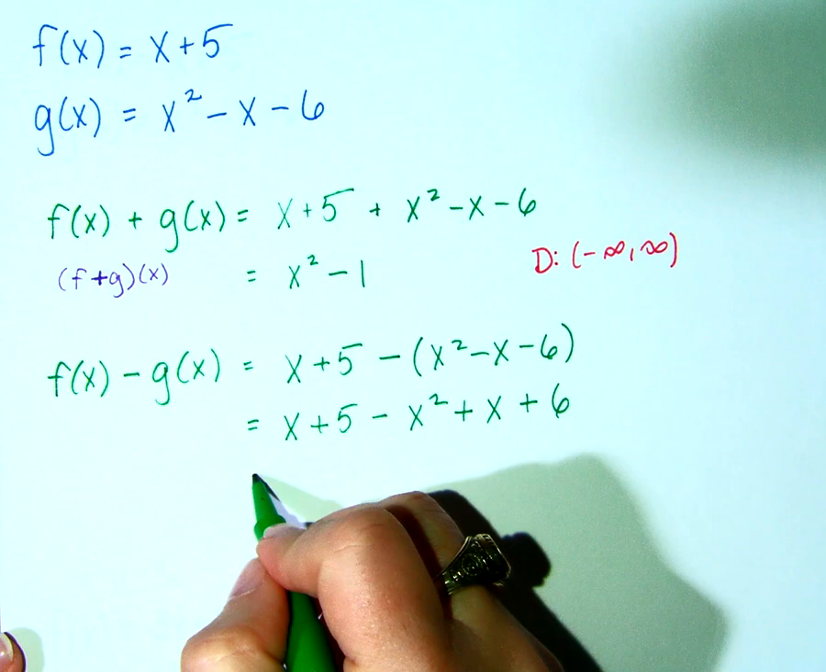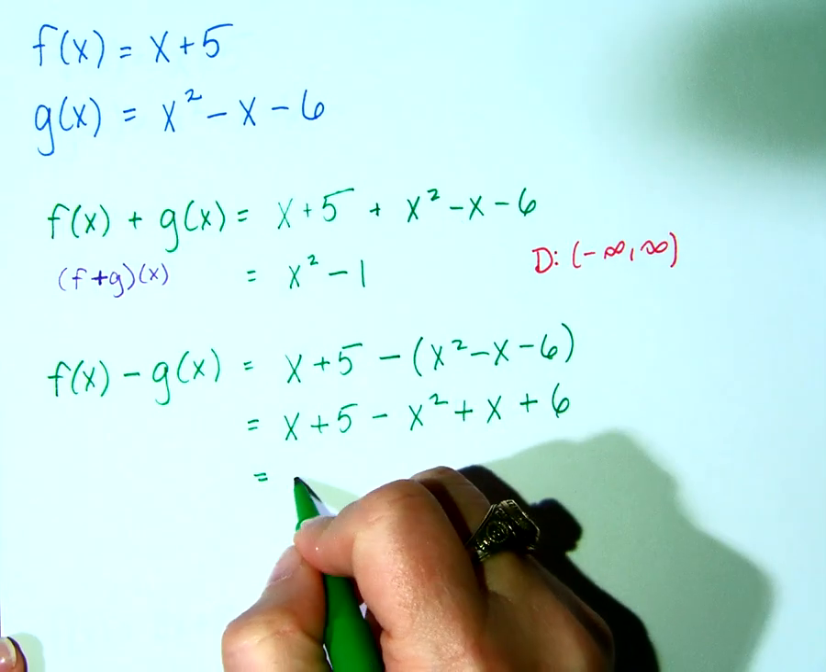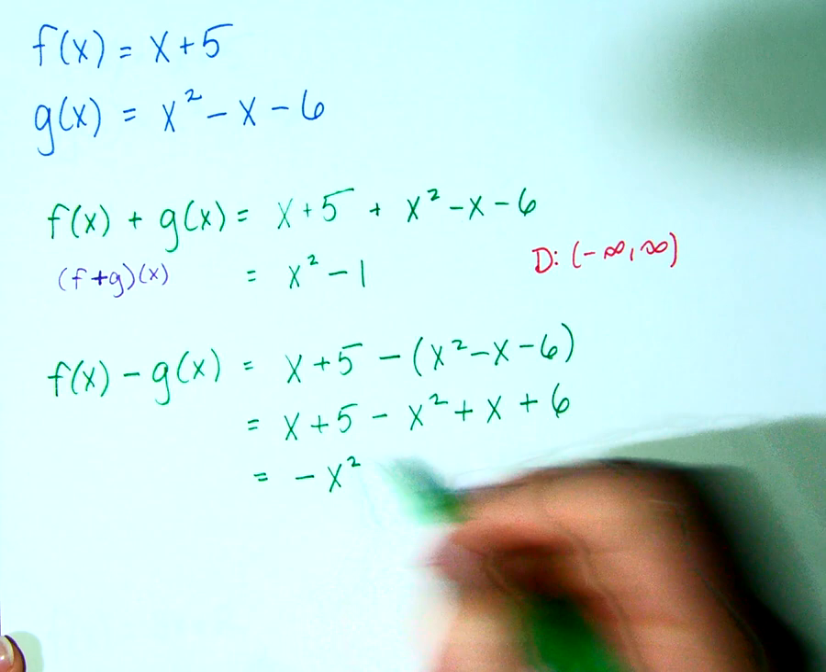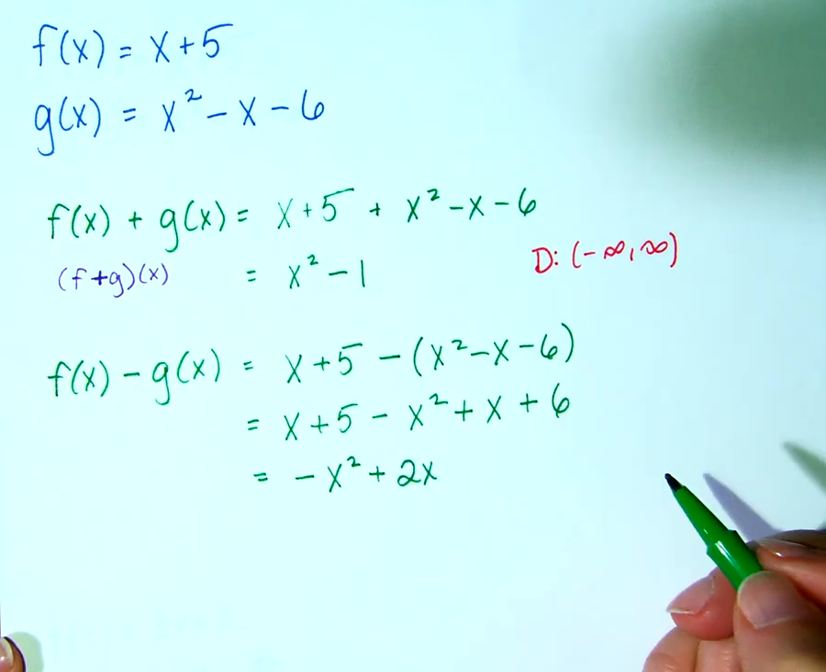Now what do I do? Combine like terms. What do I end up with? Negative x squared plus 2x plus 11.